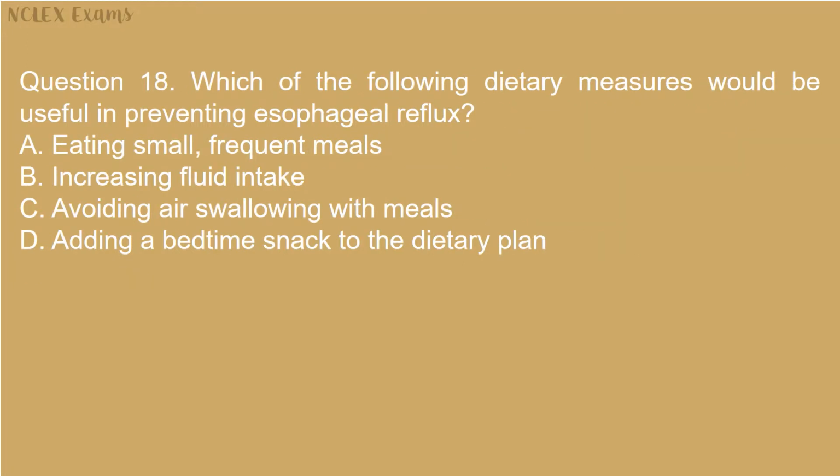Question 18. Which of the following dietary measures would be useful in preventing esophageal reflux? A. Eating small, frequent meals. B. Increasing fluid intake. C. Avoiding air swallowing with meals. D. Adding a bedtime snack to the dietary plan.